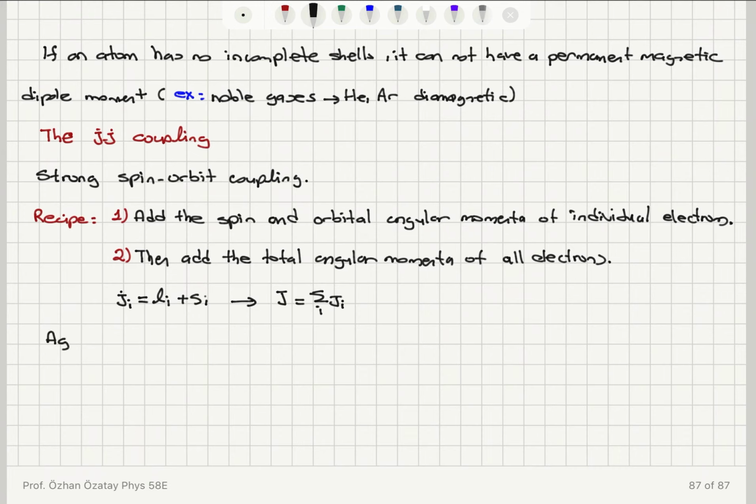And this again will give us the same result. Filled shells have zero net angular momentum. So that result doesn't change in the JJ coupling scheme.